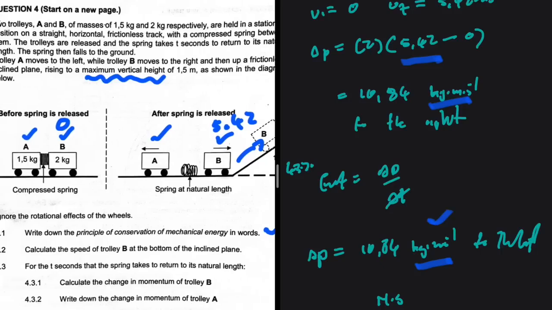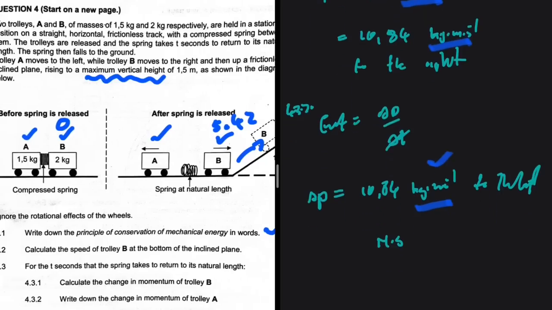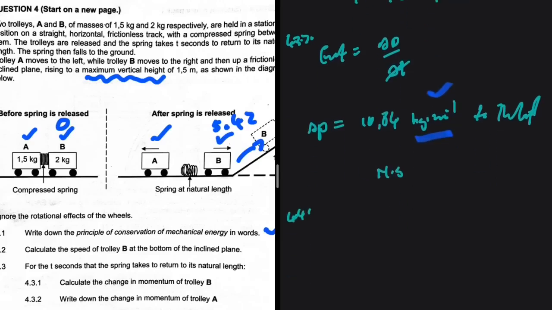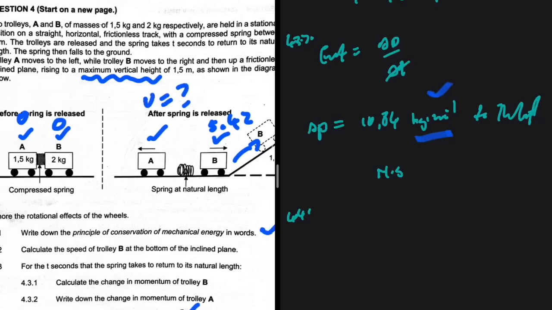All right. And then 4.4, calculate the speed of trolley A after t seconds. So now, because we know here we have 0, 0, here we have 5.42, and here we have an unknown speed. So that is the speed that we are looking for. We can obviously use the conservation of linear momentum.